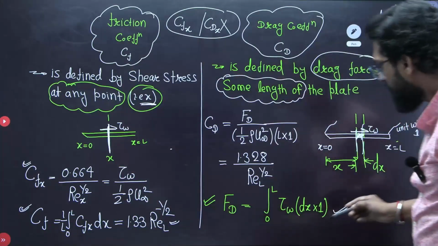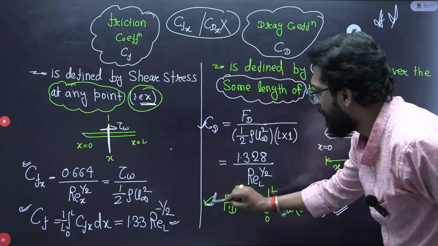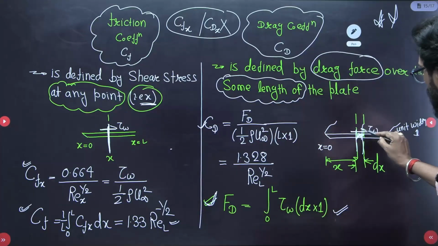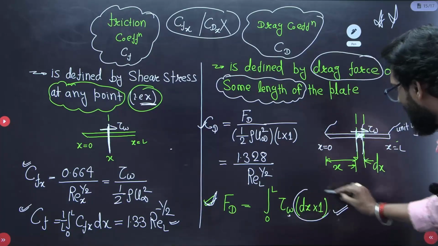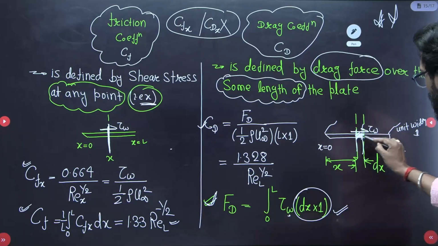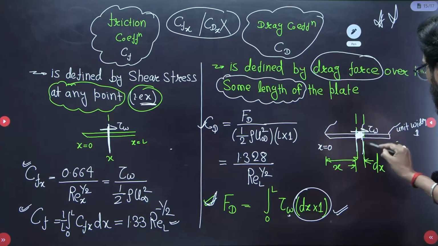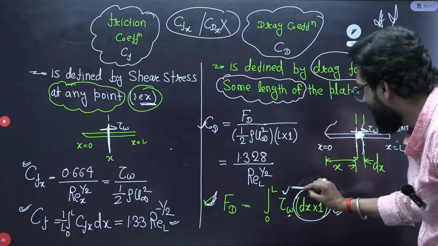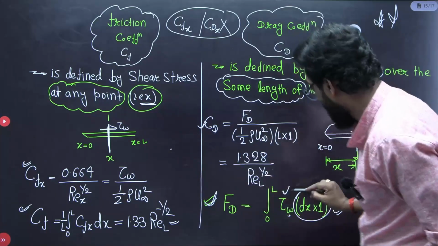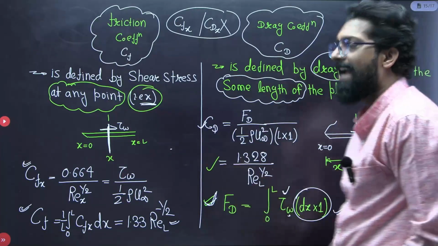Okay. And then how to calculate this CD generally is to find the drag force. To find the drag force, just take the wall shear stress, and that wall shear is acting over this entire length, some length of the plate. So what is the length? This is the dx length, perpendicular to the board, dx into 1. Just integrate. The wall shear stress is given in the question. Just integrate it, calculate it, and find the drag force.